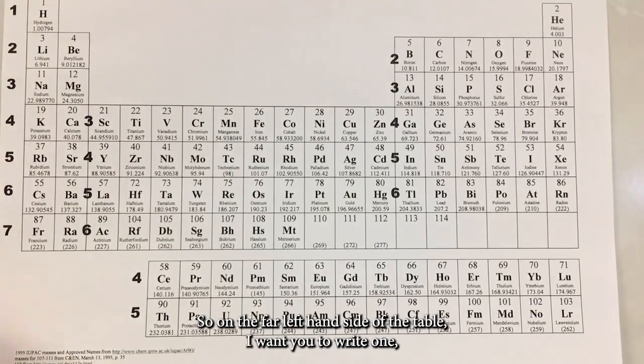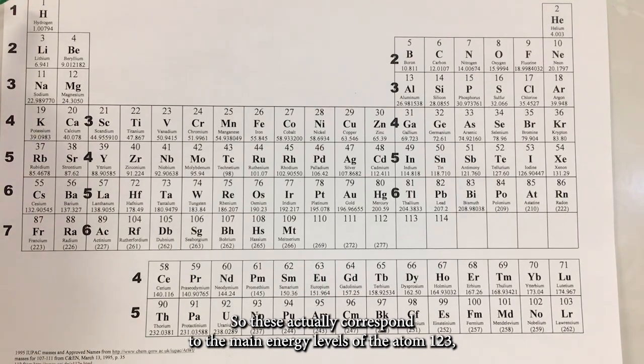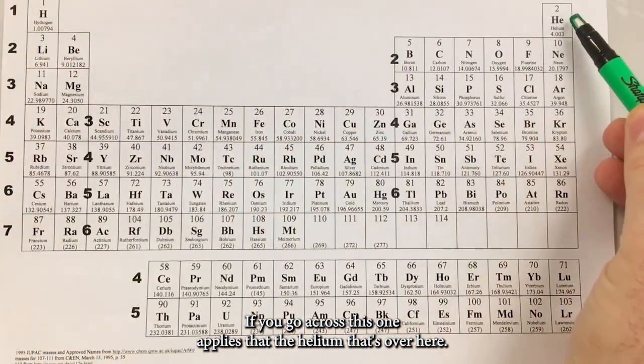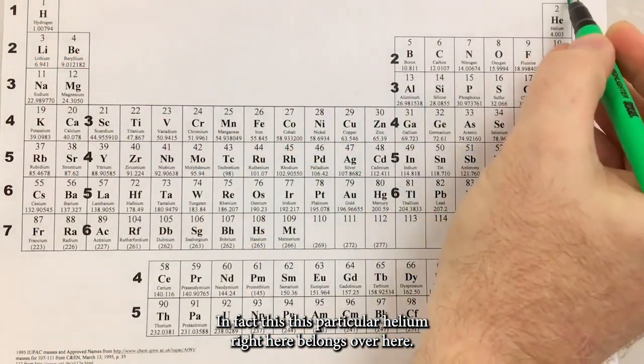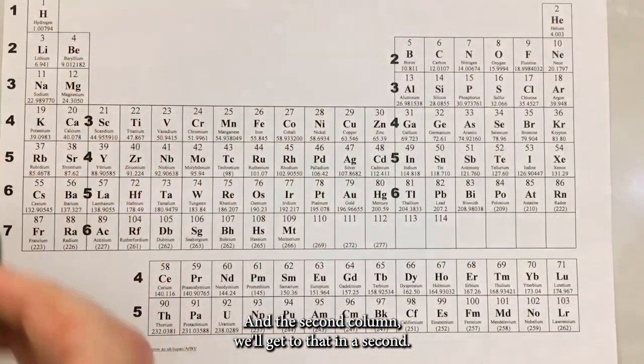On the far left-hand side of the periodic table, I want you to write 1, 2, 3, 4, 5, 6, 7. These actually correspond to the main energy levels of the atom. If you go across, this one applies to the helium that's over here. In fact, this particular helium right here belongs over here in the second column. We'll get to that in a second.